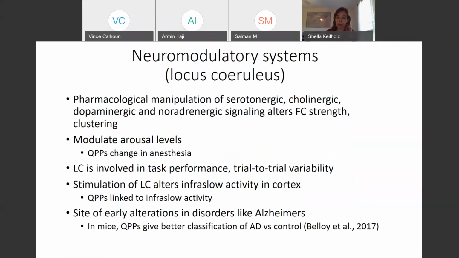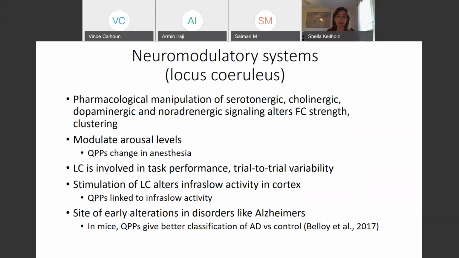So the other possibility that we had come up with was that this was related to some neuromodulatory activity. We chose to focus on the locus coeruleus, mostly because we have to start somewhere, and it seemed like a good choice. We know that manipulating just about any of these neurotransmitter systems changes functional connectivity strength and how you see clustering in the brain. We know that these neuromodulatory systems can modulate arousal levels, and we had prior evidence that QPPs are different under different levels of anesthesia and whether you're really engaged in a task.